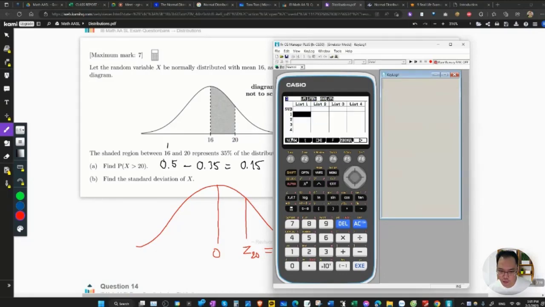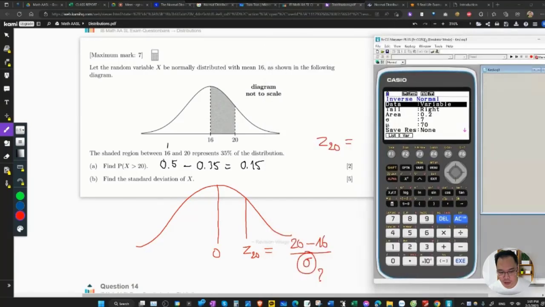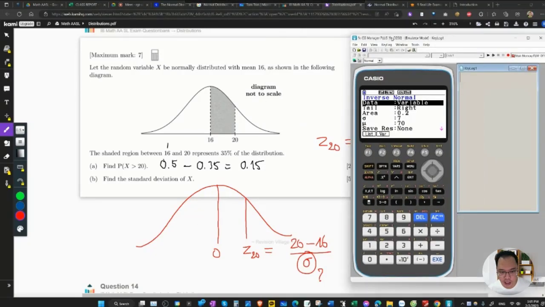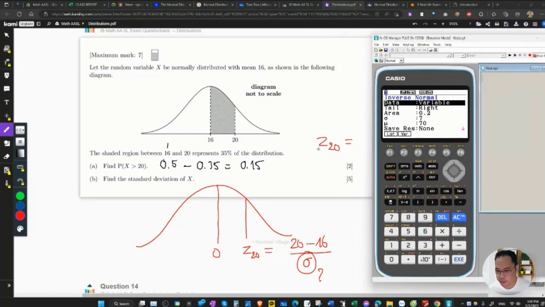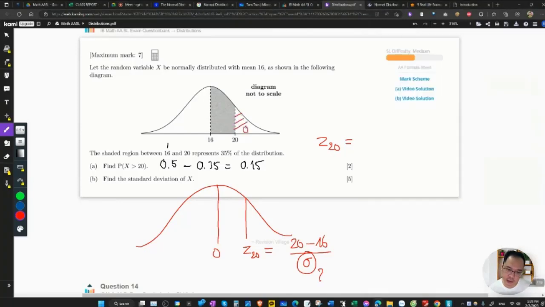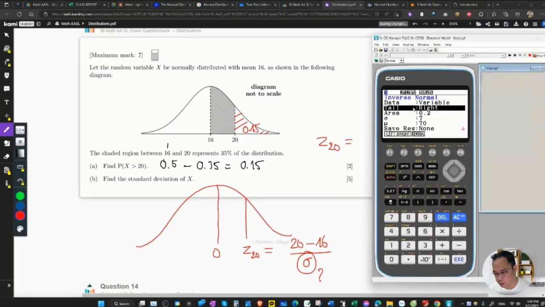Distribution, Normal, Inverse Normal. Now using the standardized normal distribution, the value z20 is found by putting in the area. We know that the area on the right here is 15%. Okay, we're going to use that, meaning in this inverse normal, we use the right tail, and the area is 15%.